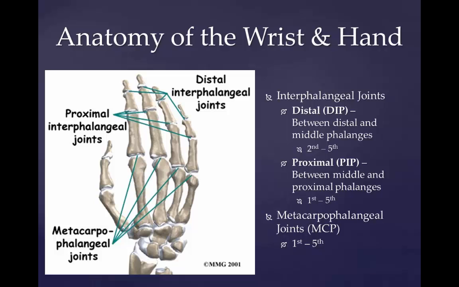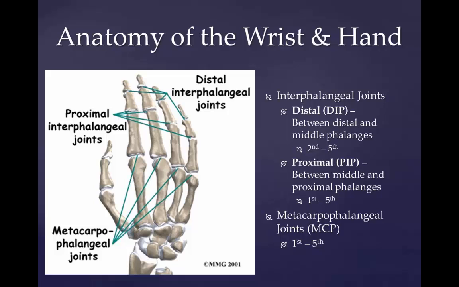Each of the fingers has 3 joints. A metacarpal phalangeal joint, or MCP joint, is the joint at the base of the finger. A proximal interphalangeal joint, or PIP, is the joint in the middle of the finger. The distal interphalangeal joint, or DIP, is the joint closest to the fingertip.